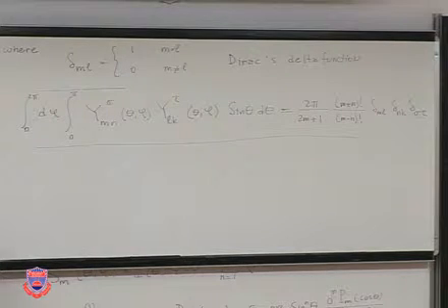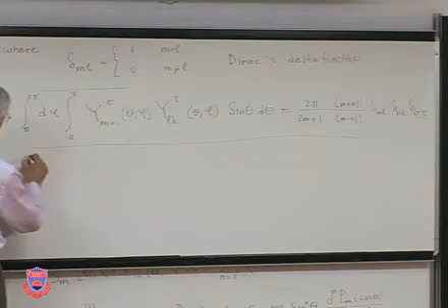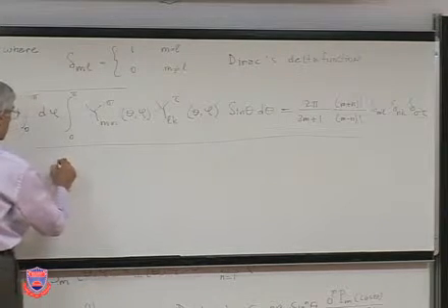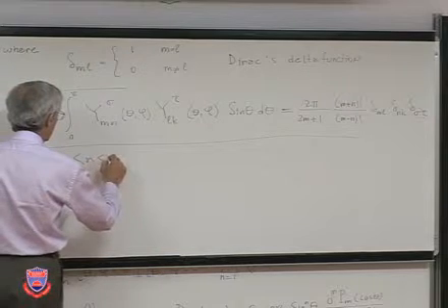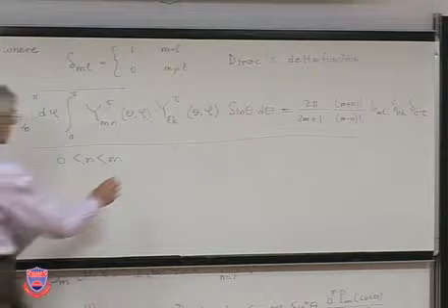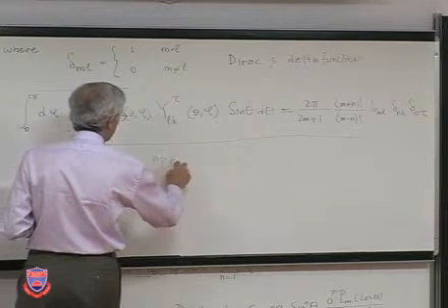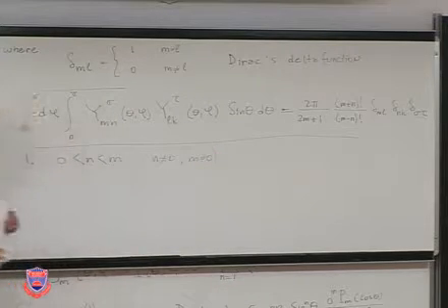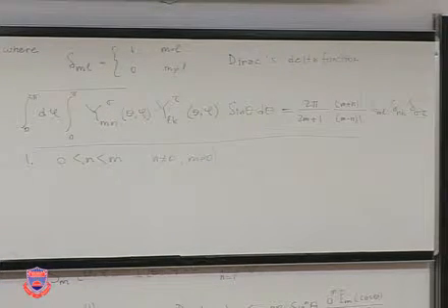Now, let's look at 3 examples. Okay, when 0, n, and m, and in all these cases they are different than 0. What would happen if n and m are 0? If n and m are 0, what would happen? What does that mean to you?